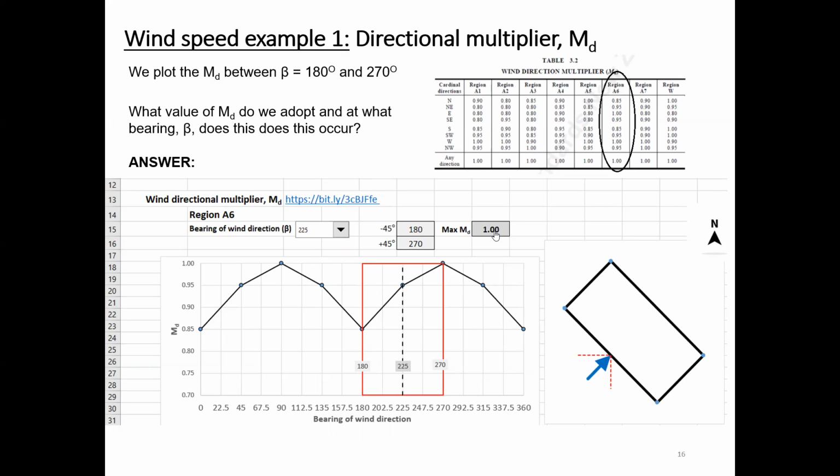Okay, so you find this maximum value within this red box, and I've done a spreadsheet for it. Let's bring that up. So in this case, we've got MD equals 1.00 at beta equals 270. So we're just going to use this 1.00 for our calculation. We've got the wind speed now, and we've got the directional multiplier.